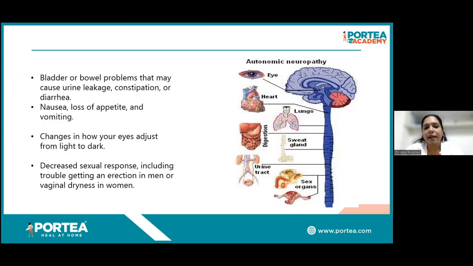In other ways, it can affect your digestive system. In autonomic neuropathy, it can affect your bladder, your bowel, your eyes, and your sex organs, where the man can lose the erection, and the women will have vaginal dryness. So it can affect their physical life also. So we need to understand that.